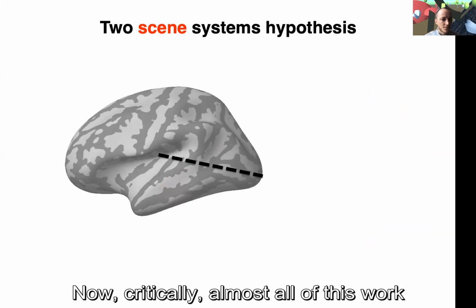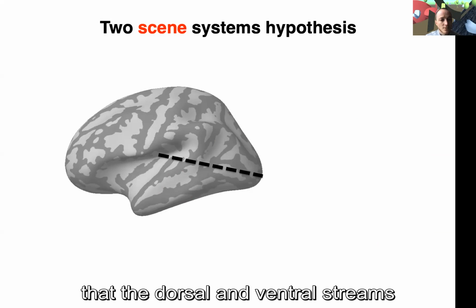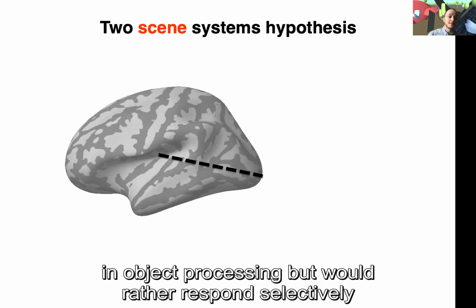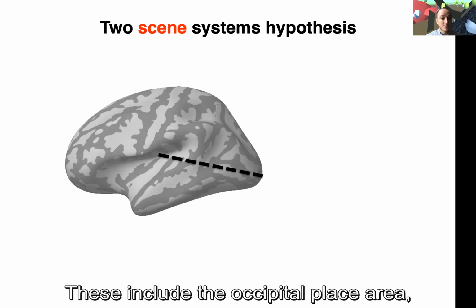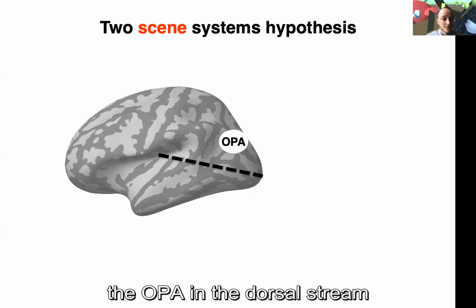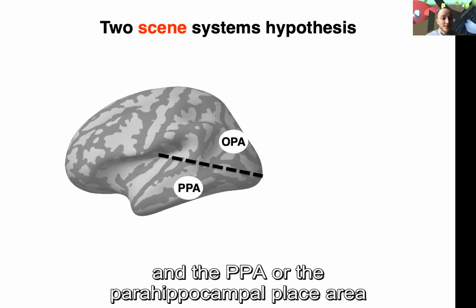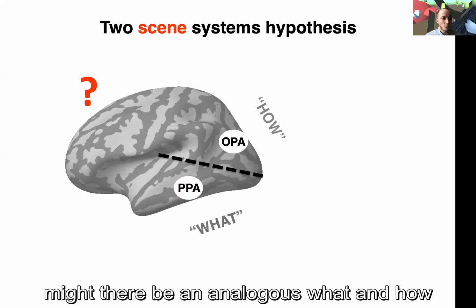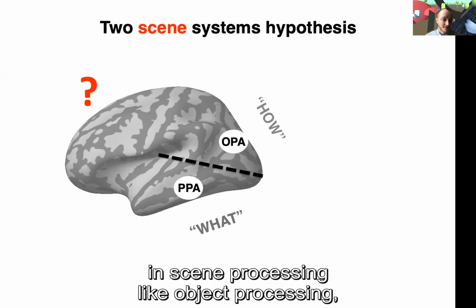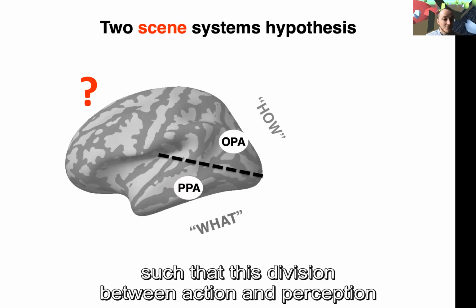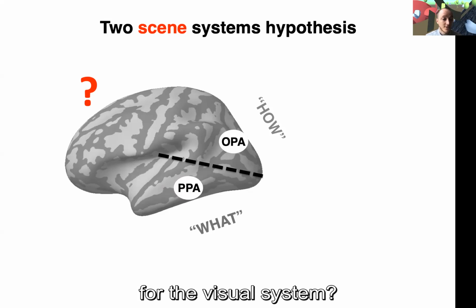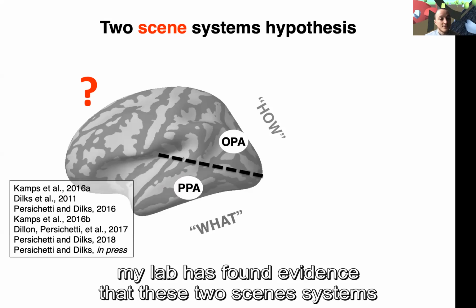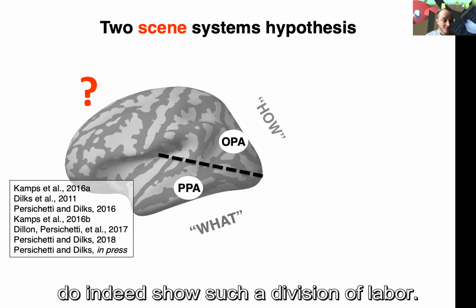Now, critically, almost all of this work has focused on object perception, yet the dorsal and ventral streams also contain regions that are not involved in object processing, but which rather respond selectively to places or scenes. These include the occipital place area, the OPA in the dorsal stream, and the PPA, or the parahippocampal place area, in the ventral stream. So this raises the question then, might there be an analogous what and how in scene processing, like object processing, such that this division between action and perception is truly a general organizing principle for the visual system? Well, in a series of recent fMRI studies, my lab has found evidence that these two scene systems do indeed show such a division of labor.